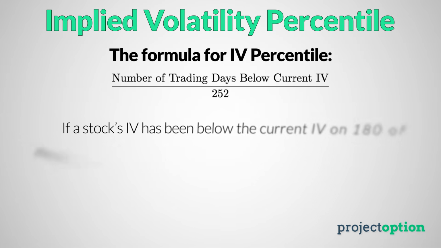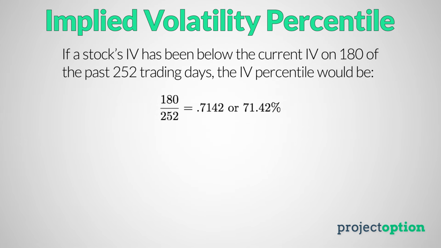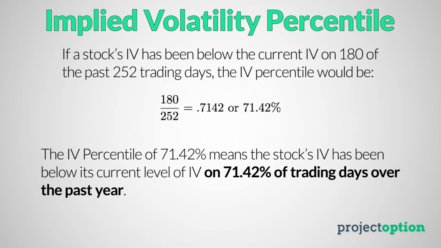As an example, let's say a stock's current implied volatility is 35%, and on 180 of the past 252 trading days, the stock's implied volatility has been below 35%. In this case, the stock's 35% implied volatility gives us an implied volatility percentile equal to 180 over 252, which comes out to 0.7142, or an IV percentile of 71.42%. The stock's IV percentile is 71.4% because the implied volatility has been below the current reading of 35% on 71.4% of trading days over the past year.